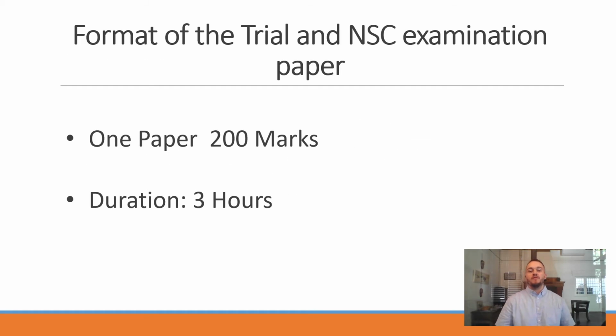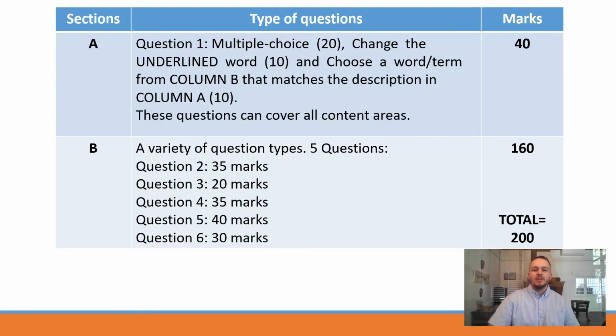So, it's one paper of 200 marks, 3 hours. Like I said, if you're in a special school and you have extra time, it becomes 4 hours, and it's usually in the afternoon from 2. So you'll be writing from 2 o'clock till about 6 if you have special needs. So what does it look like?